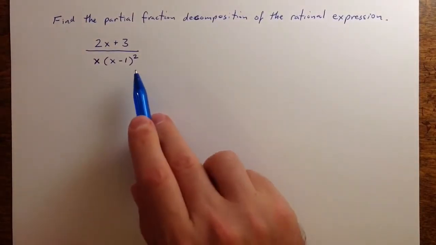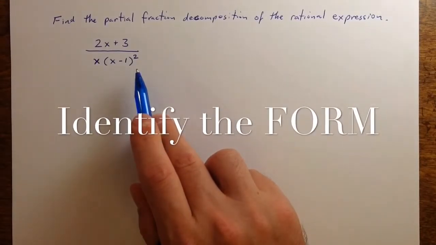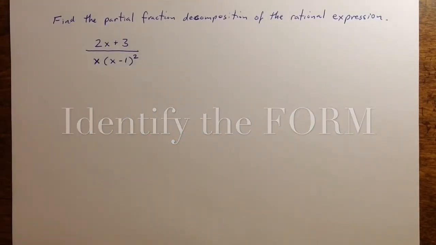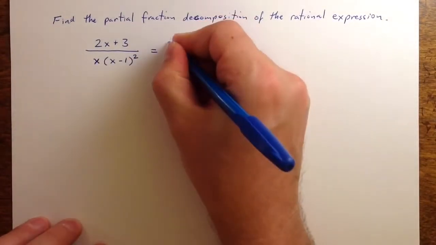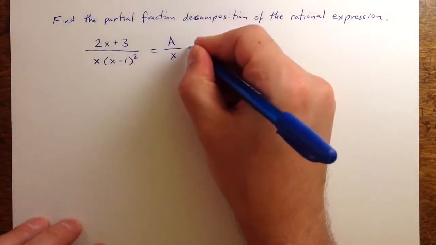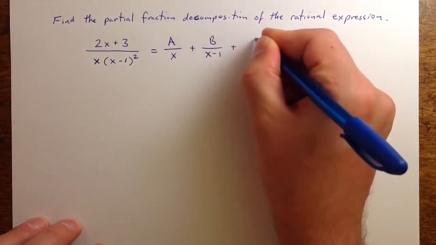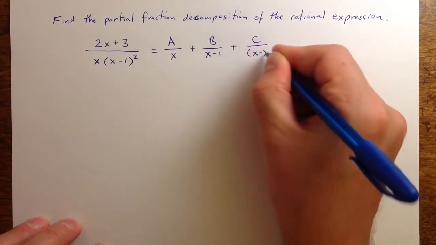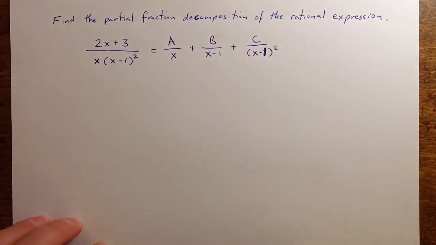So the first thing we need to do is identify the form of the partial fraction decomposition. So take a moment and think about that. Perhaps pause the video and try to identify it on your own. The form depends on the factors in the denominator, and for these two linear factors we get A over x plus B over x minus 1 plus C over x minus 1 squared, because that second linear factor is repeated.